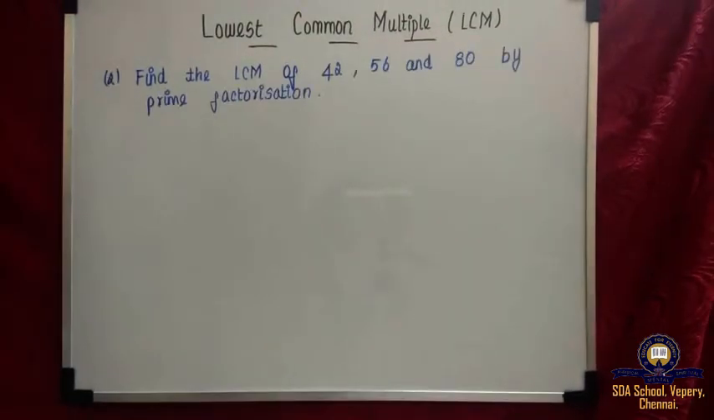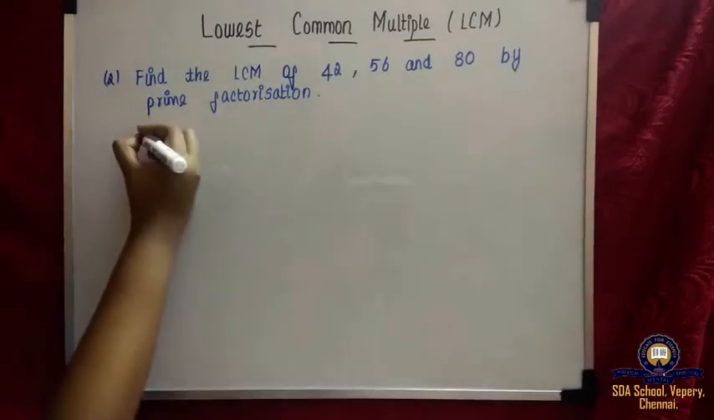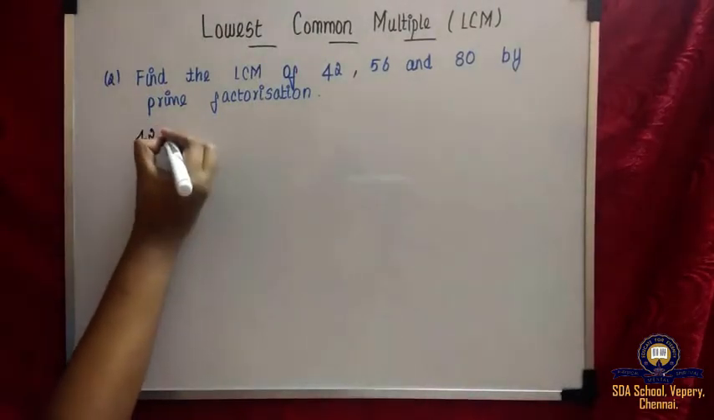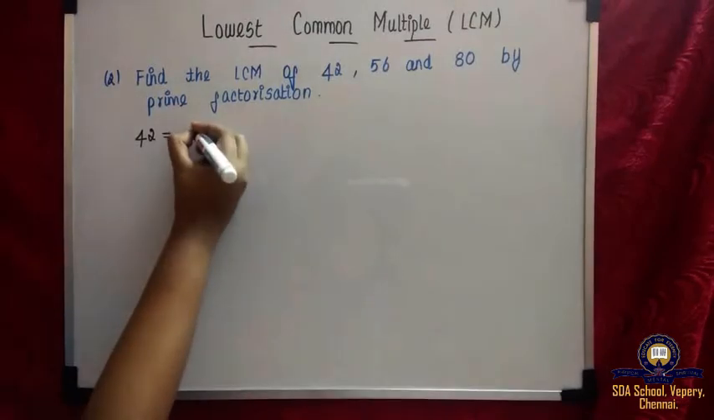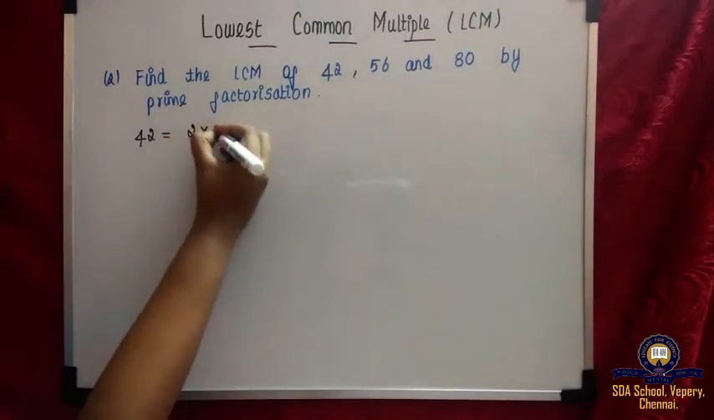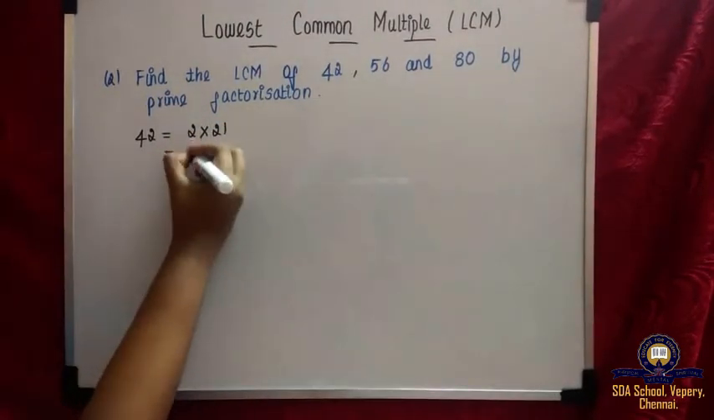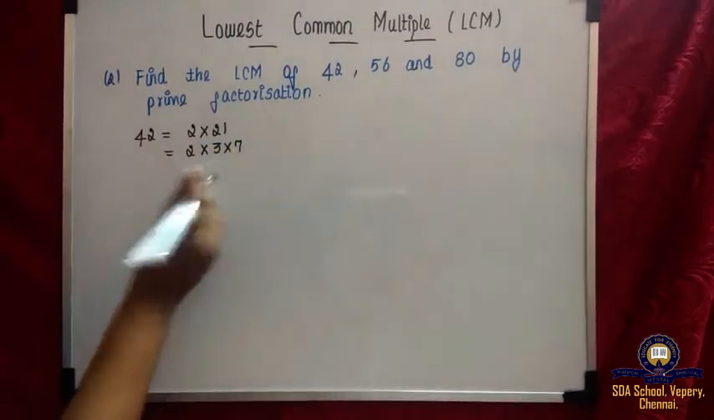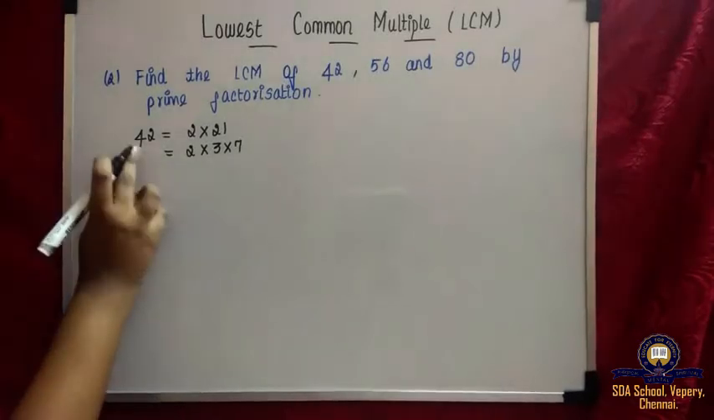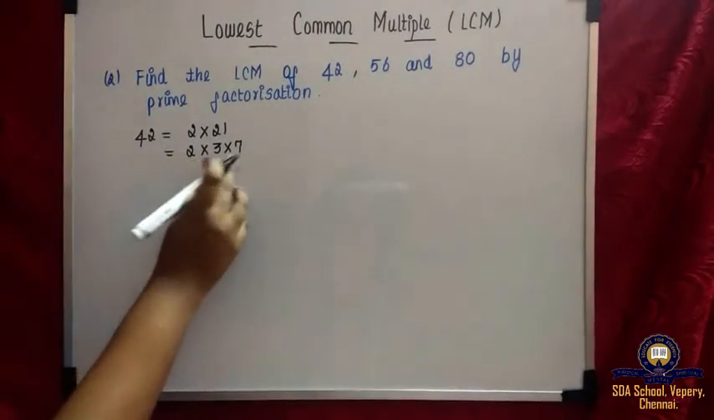Find the LCM of 42, 56 and 80 by prime factorization. 42 can be written as the product of prime factors as 2 into 21. 21 can be written as 3 into 7. So these are the prime factors of 42: 2 into 3 into 7.